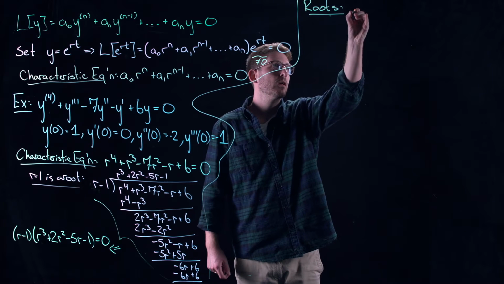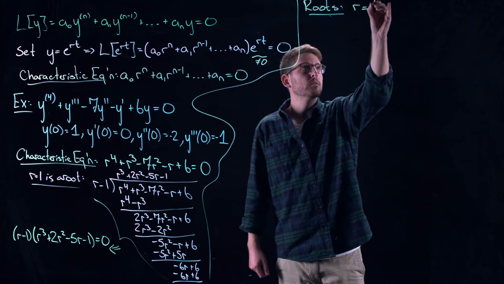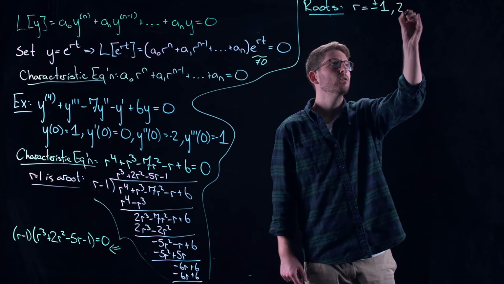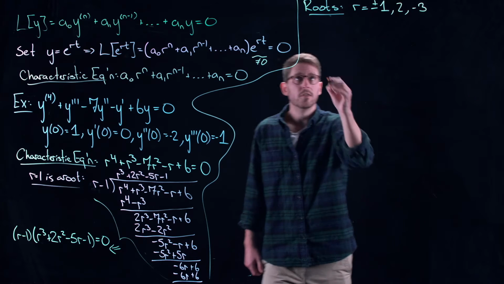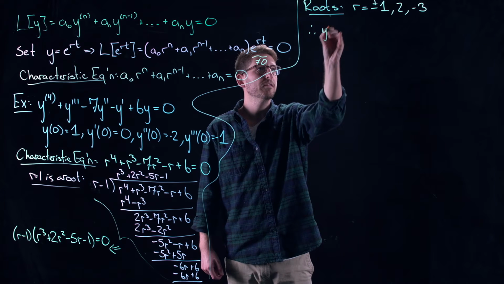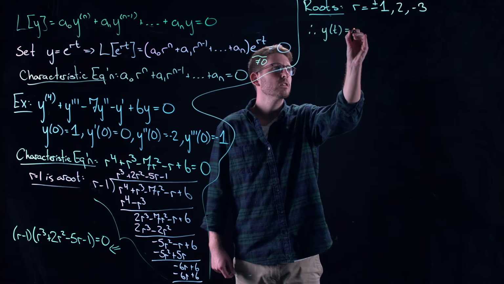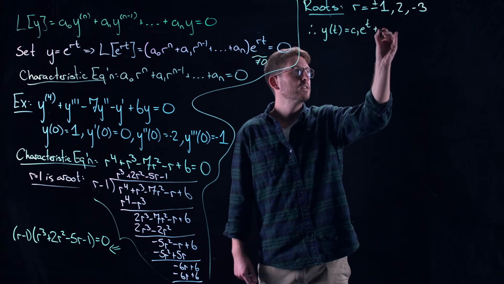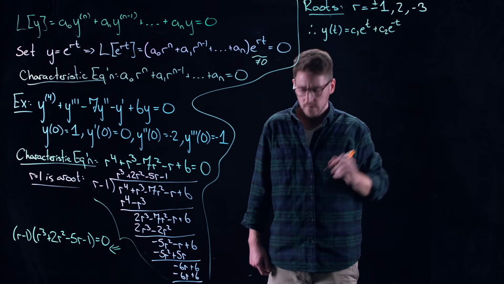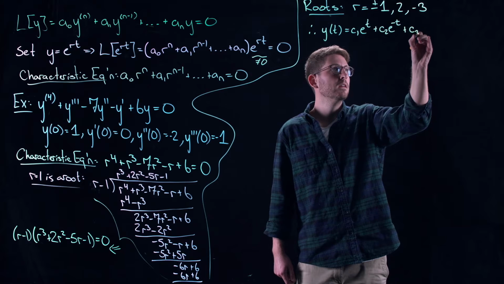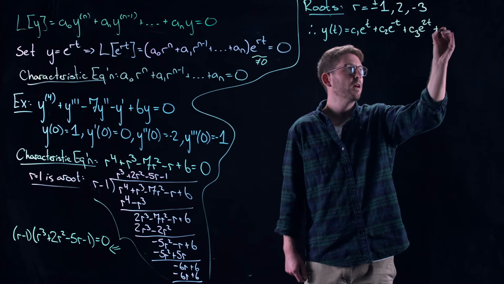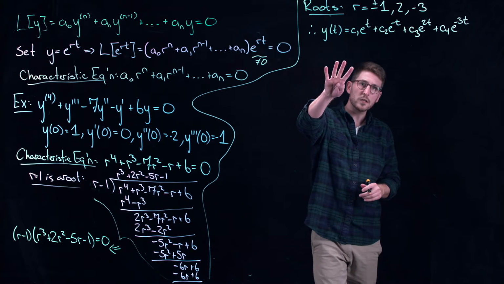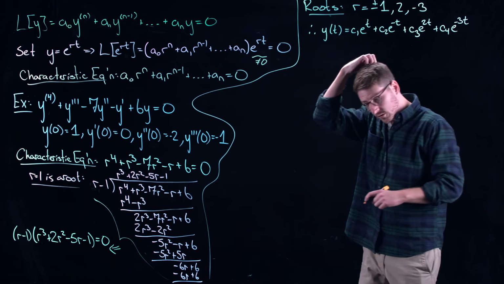well, r is equal to plus or minus 1. Plus 1 we already found. Minus 1, 2, and minus 3. And so therefore, y of t is equal to c1 e to the t, that's the plus 1 root, plus c2 e to the minus t, plus c3 e to the 2t, and then plus c4 e to the minus 3t. All right, so 4 solutions, each one coming from a real root of this equation.